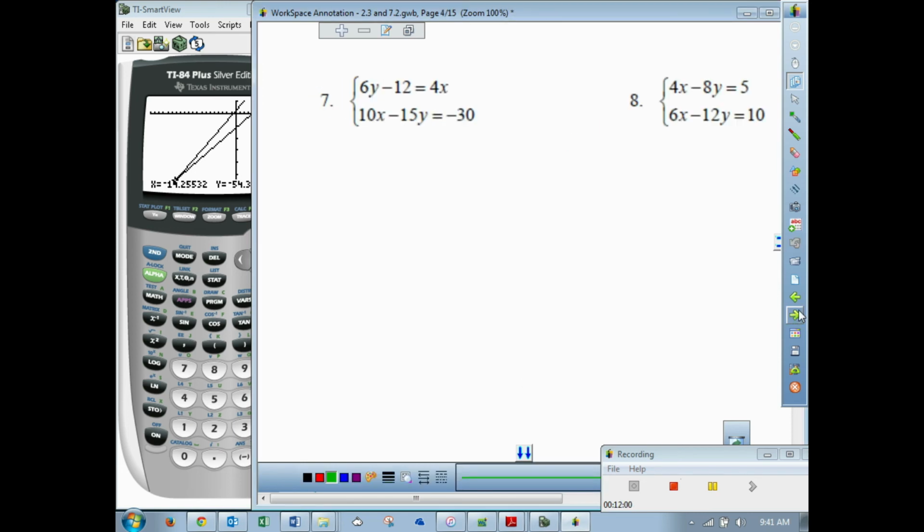Next one. Problem with it: they want you to solve by elimination, but the main problem is stuff's not all lined up. You don't have x's on top of x's, y's on top of y's, etc. So let's rewrite this one.